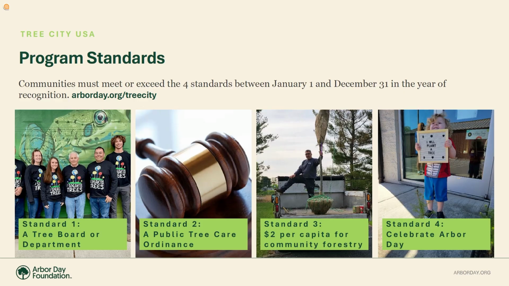That's totally fine. Really what we're saying with that standard is there needs to be somebody making decisions about the trees in the community. You need a public tree care ordinance, and I'm going to go over that in more depth in the rest of the presentation. You need to do $2 per capita. Now, for really small communities, we find this is not a problem. If you have 100 people or you have 150 people, that's $300. You know, that's not that many trees, actually, for most communities.